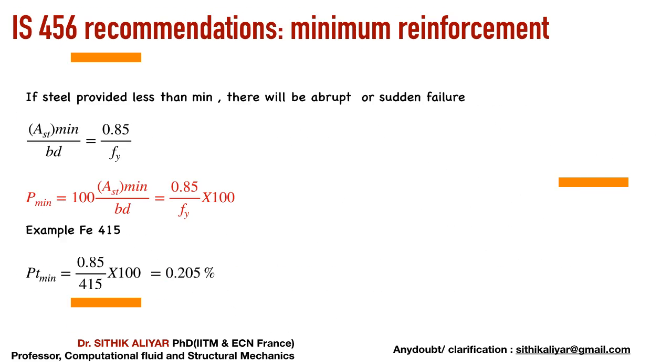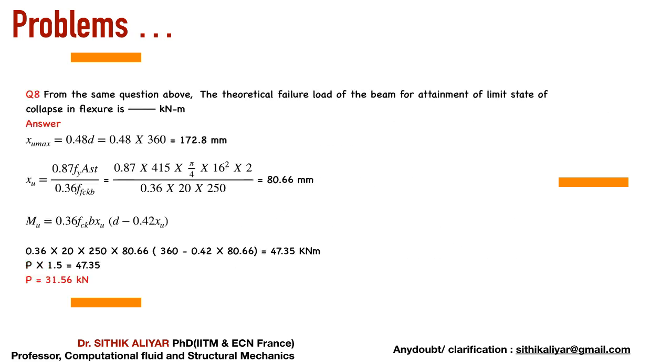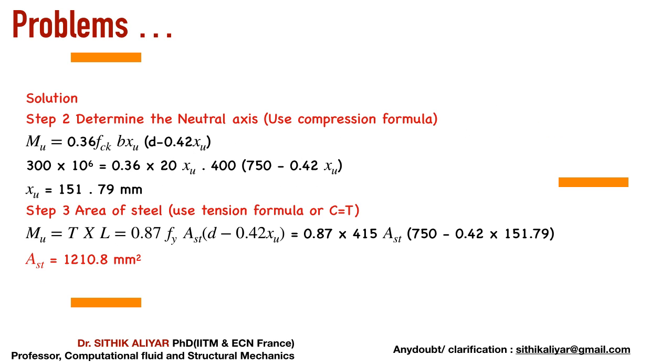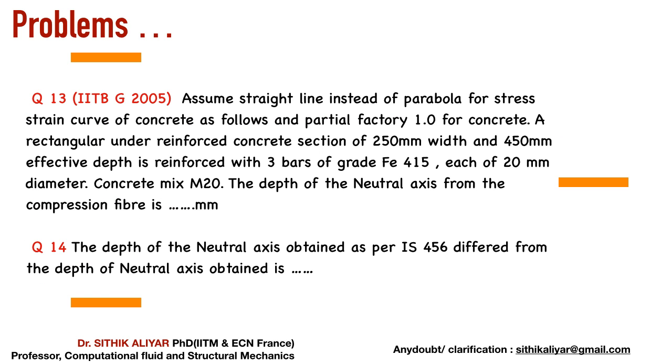I will go back to the question and make it clear for you. The question is, they are asking you to assume a straight line instead of a parabola for the stress strain curve of concrete as follows, and partial safety factor 1. So far we were using partial safety factor 1.5 for the concrete, and this is the assumption.